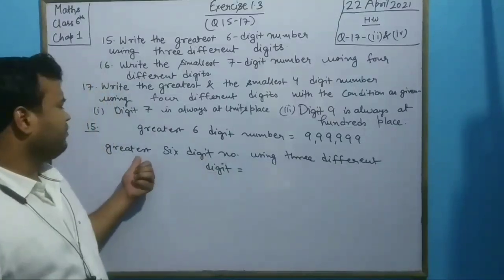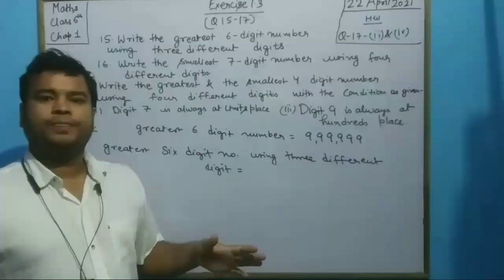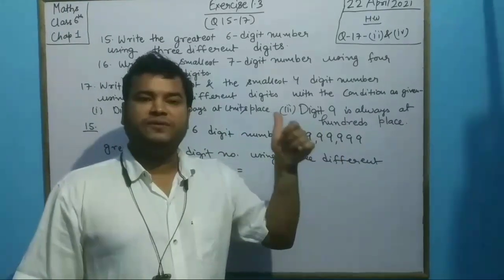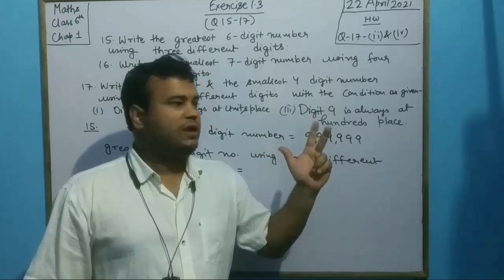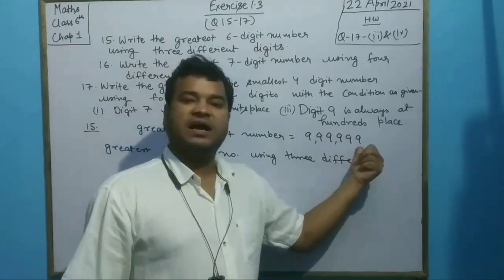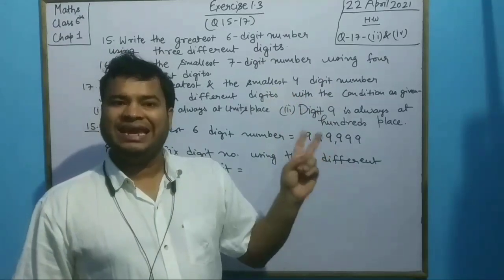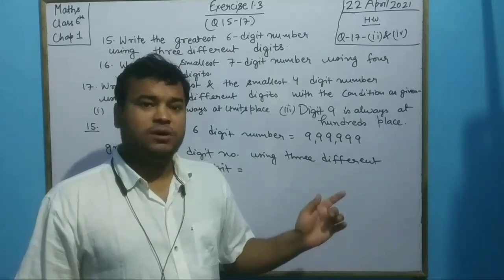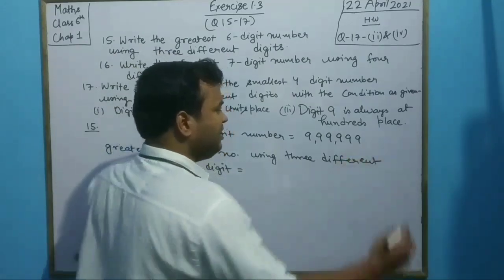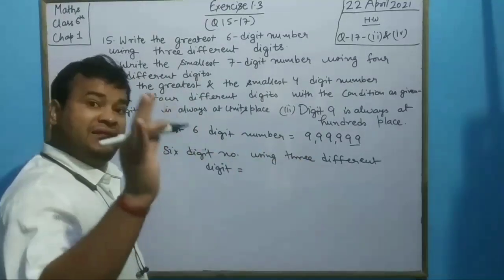So here we have to write the greatest 6-digit number using 3 different digits. Okay. So what can we use? We can use 9, we can use 8, we can use 7. Here all the digits are 9, so we have to replace any 2 digits with 8 and 7. We have to write the greatest number, so we need to replace these last 2 digits with 8 and 7.